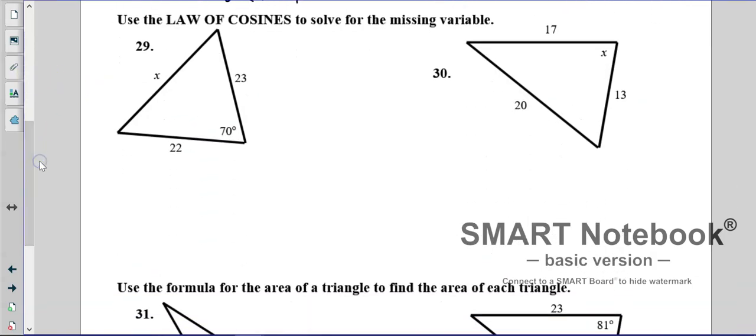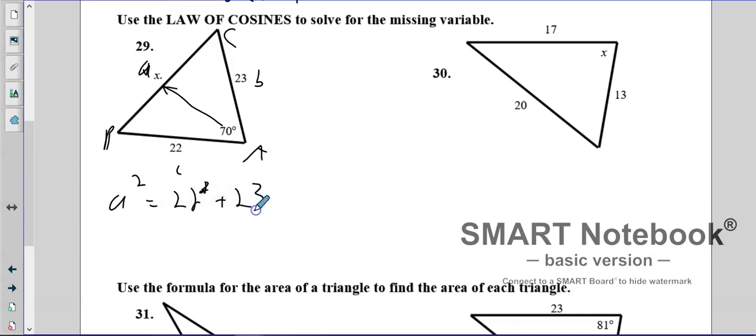All right, law of cosines for the missing variable. So we're solving for that one right there. If you want to call this A and little a and B and C if that helps you, that is fine. Okay, so we're solving for this, x. If you want to call it a, that's fine. So a squared equals b squared plus c squared. I'm going to just go right to the numbers. Usually I always say write the formula, but we don't have a lot of room here. So 23 squared. Those are the two sides that form this angle.